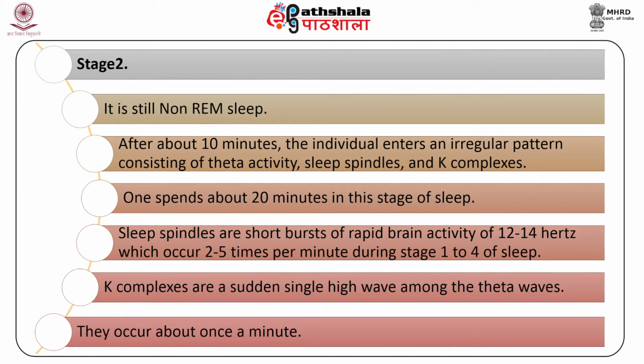One spends about 20 minutes in this stage of sleep. Sleep spindles are short bursts of rapid brain activity of 12 to 14 Hz which occur 2 to 5 times per minute during stage 1 to 4 of sleep. K complexes are a sudden single high wave among the theta waves. They occur about once a minute. Sometimes they occur following a sleep spindles episode but can also be triggered by environmental stimuli.